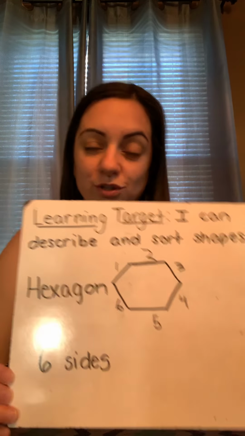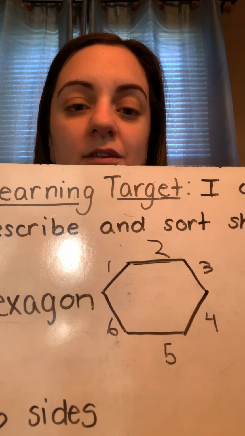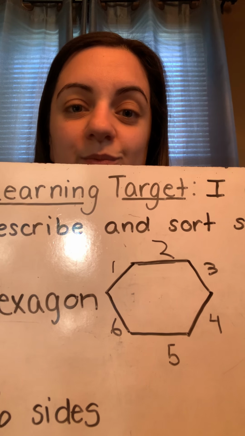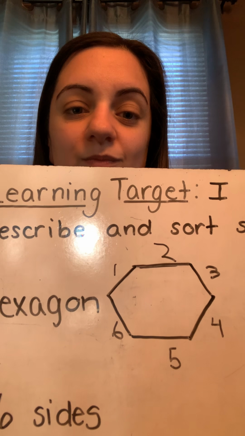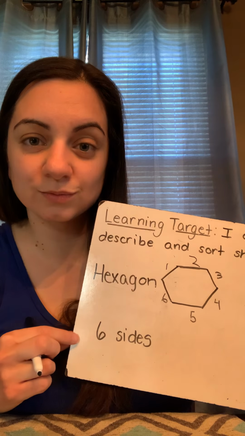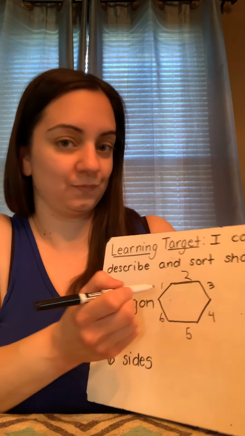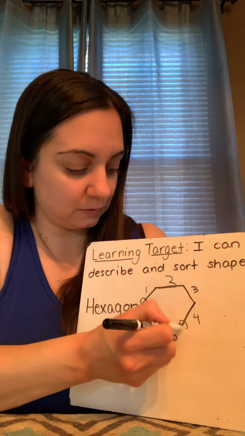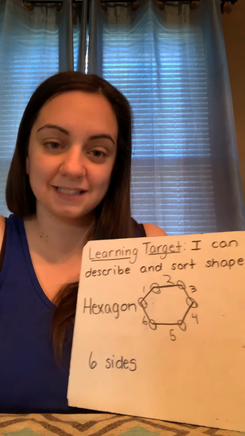How many corners does the hexagon have? Go ahead, count the corners. Count them now. How many corners did you count? You're right. A hexagon has 6 corners. Let's circle them. 1, 2, 3, 4, 5, 6. 6 corners.